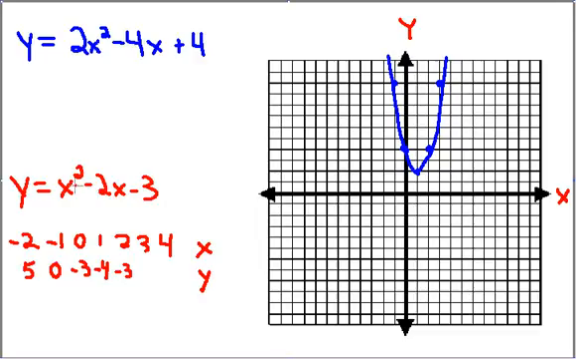When x is 3, 3 squared is 9. 3 times 2 is 6. 9 minus 6 is 3. 3 minus 3 is 0. And then for 4, 4 squared is 16. 2 times 4 is 8. 16 minus 8 is 8. 8 minus 3 is 5.